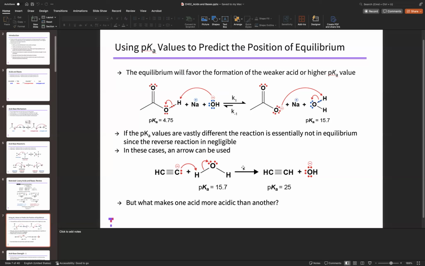Being a strong acid means being unstable. Being a strong acid means being highly reactive. Being a weak acid means not being highly reactive. So that makes sense why it should lie to the forward direction in this case. Because if this is a highly reactive acid, it will react. If this is a less reactive acid, that's where we will stay.